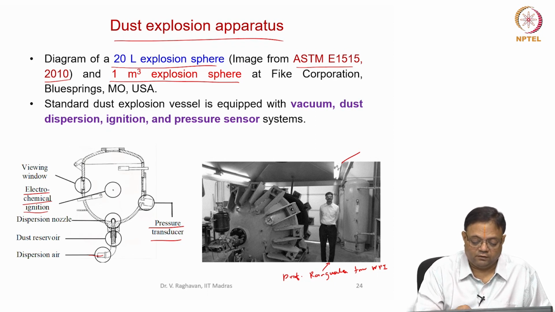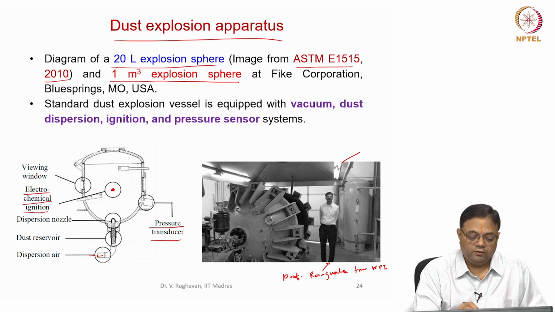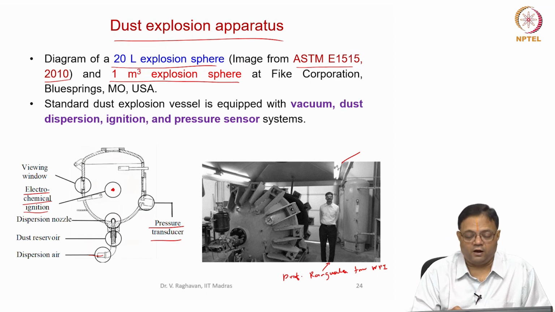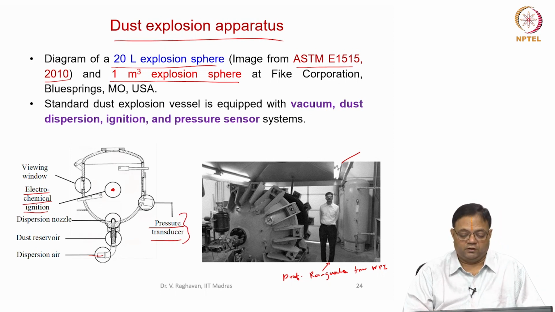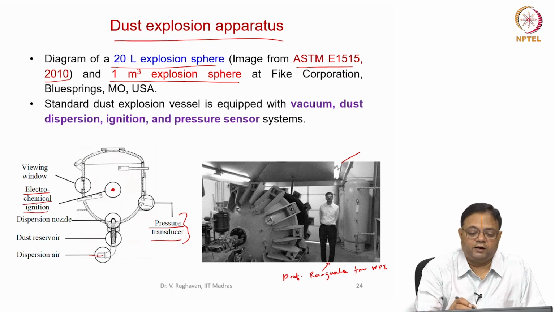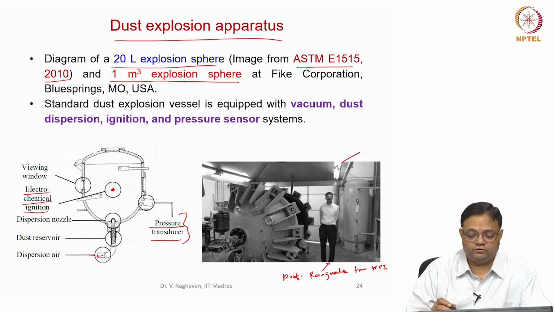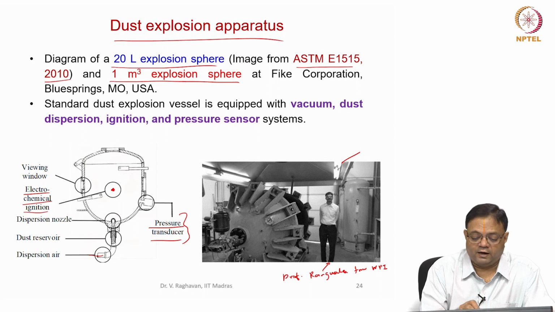Once ignition occurs, you can see that it occurs at the center. Then we can see through the window how the flame propagates, etc. Simultaneously I can measure the pressure as a function of time because it is a high speed pressure transducer. So this scale, 20 liters, 1 meter cube, etc., is required to categorize the reactivity of several flames, dust flames.